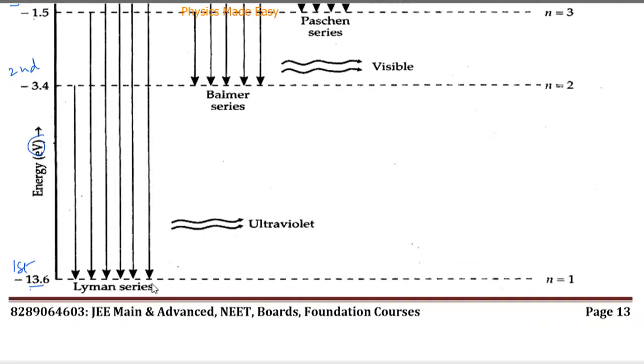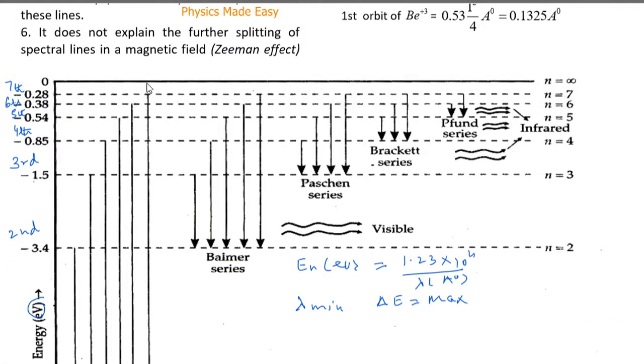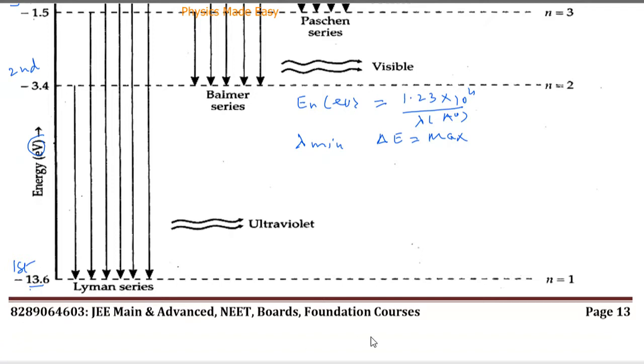If the electron from infinity jumps to the Lyman series, then the gap is, now I will give you the formula for calculation: energy in electron volt is equal to 1.23 into 10 raised to power 4 divided by wavelength lambda in angstroms. And now we will make the calculation here. For lambda minimum, delta E should be maximum, and this is minus 13.6, and the highest value here is 0. The difference between these two is 13.6.